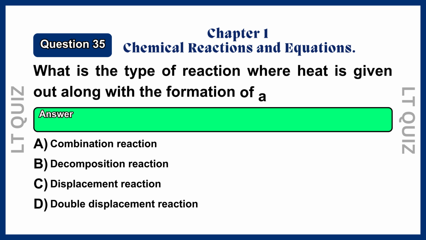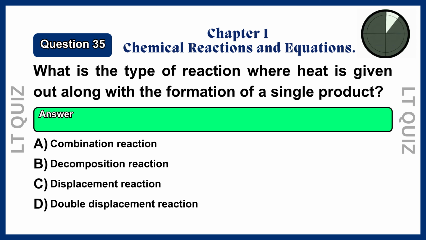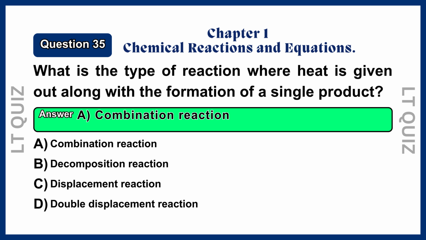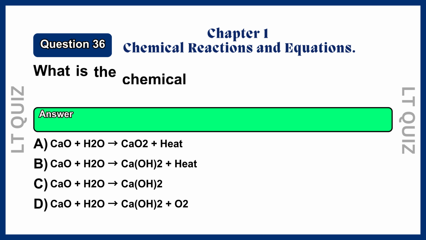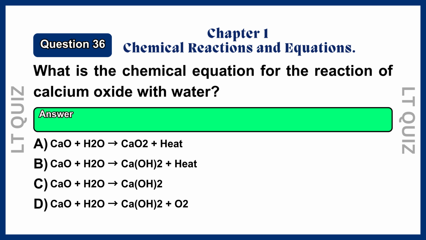What is the type of reaction where heat is given out along with the formation of a single product? The correct answer is option A, combination reaction. What is the chemical equation for the reaction of calcium oxide with water? The correct answer is option B.